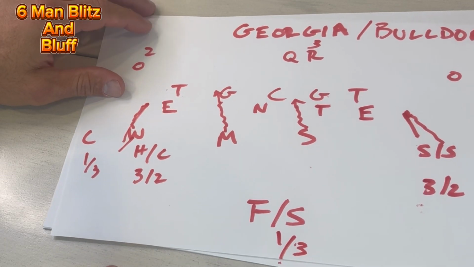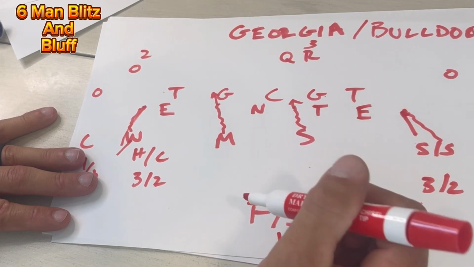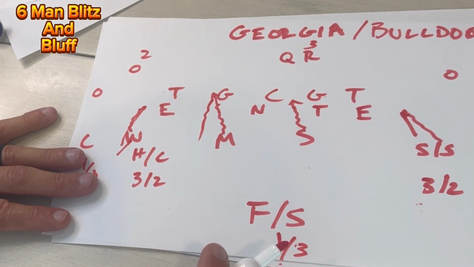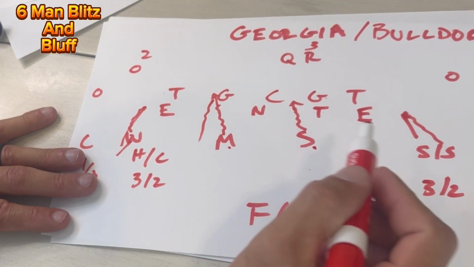All right, and then the difference between that and Bulldog is just going to be a fake. Everyone's going to mug up in their gaps like they're blitzing, and then they're all going to drop out, and then we're playing regular cover 3 out of that. And so cover 3, like we talked about yesterday: curl flat, hook curl, curl flat.